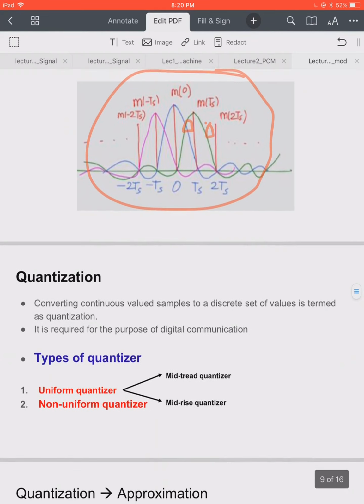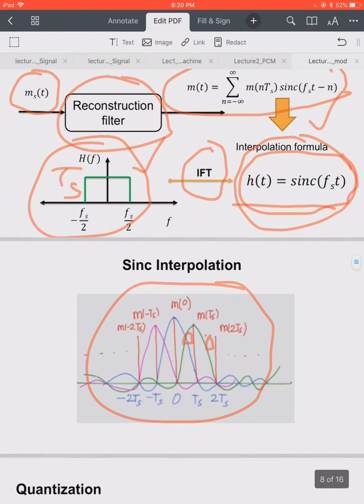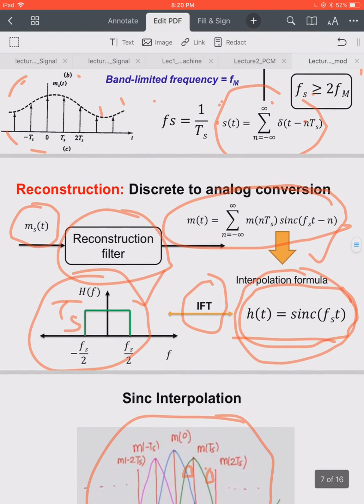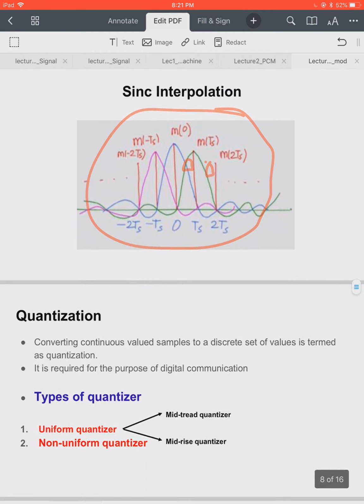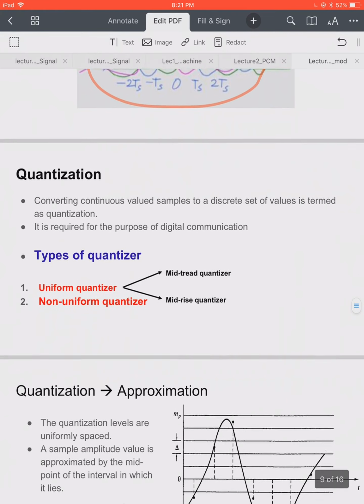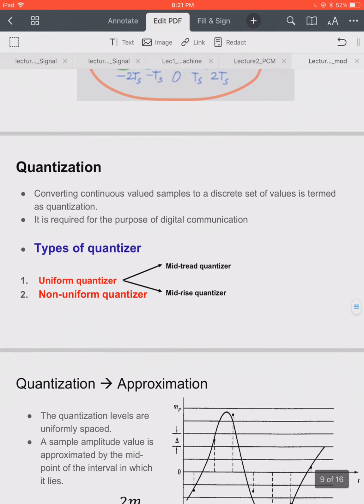So this is the basic idea of sampling. Most of the things you already know. I'm just recapitulating, revising these things. Okay, now another thing: I'm going to the second process of PCM, and that is called quantization.